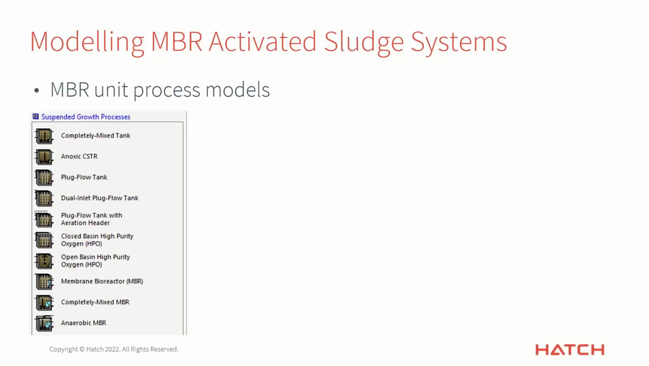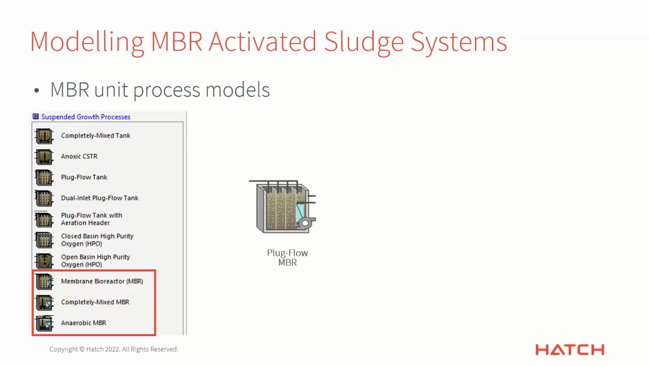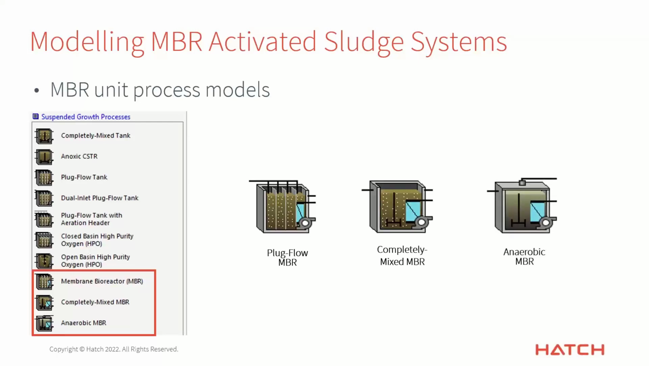You can find all of our MBR units by opening up the suspended growth processes, where you find all of the regular activated sludge processes. Towards the bottom there, you'll find the membrane bioreactor. That's the plug flow version on the top there. Then we have the completely mixed version of that. And then, of course, the anaerobic MBR that I mentioned earlier as well.